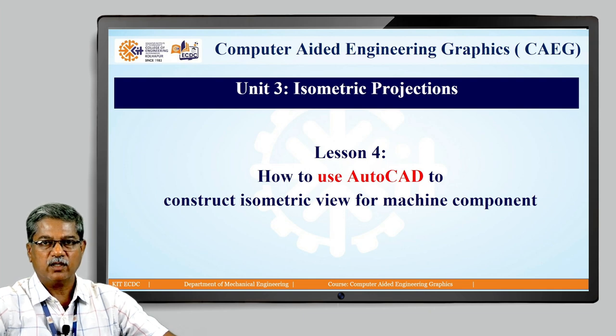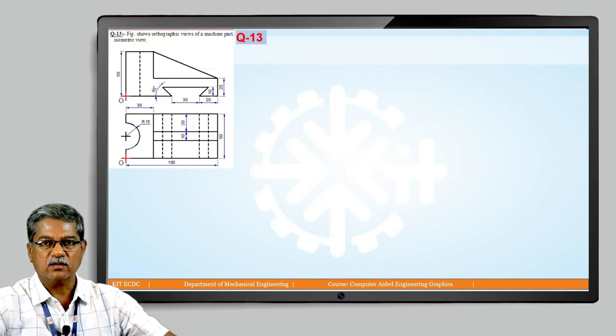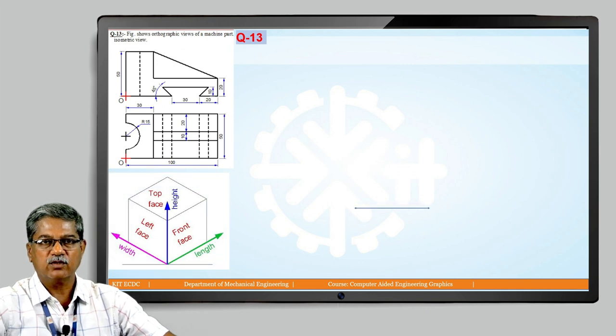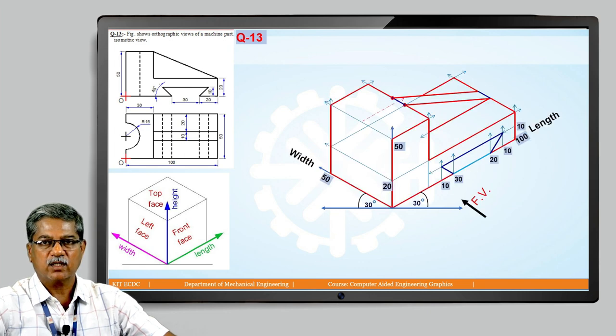Today what we will be doing is, we will be considering a machine component and we will be using AutoCAD software for drawing that isometric view of this machine component. The example that we are going to see is going to be put on the left side over here. Whatever you would do manually, all these things we are just going to do with the help of AutoCAD software. So, we will switch over to the AutoCAD software.